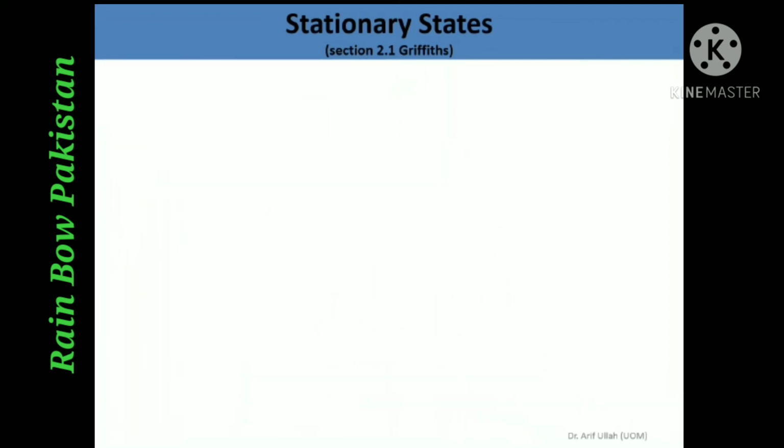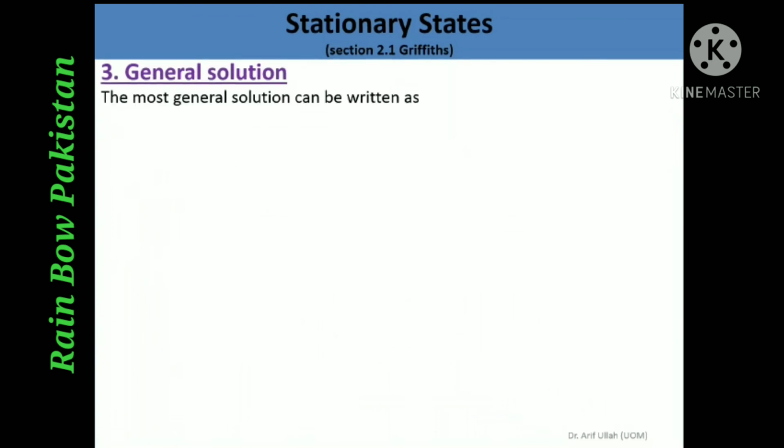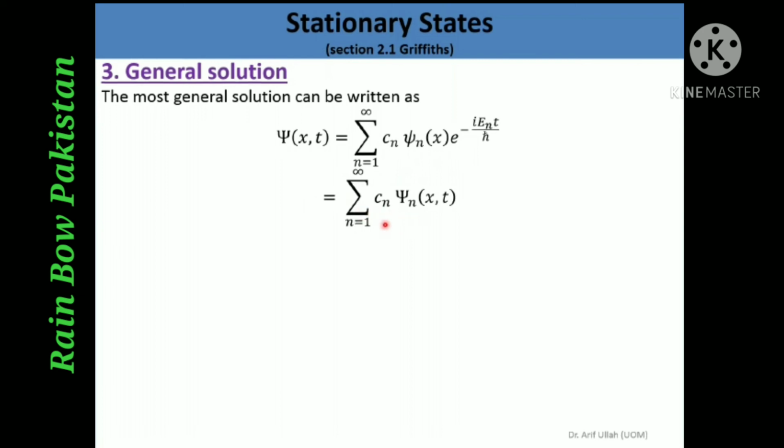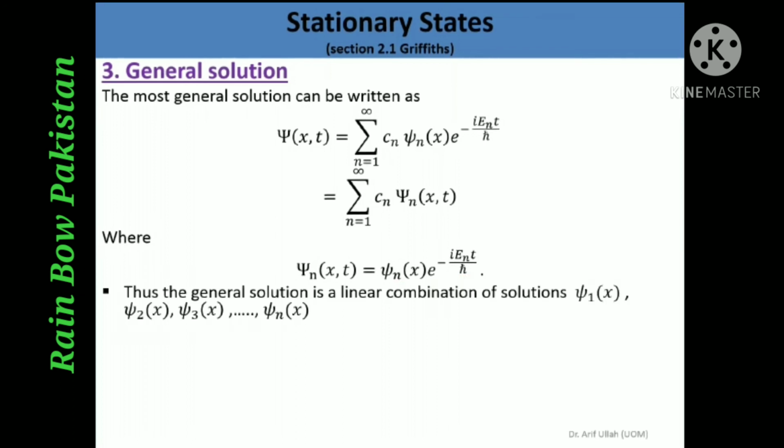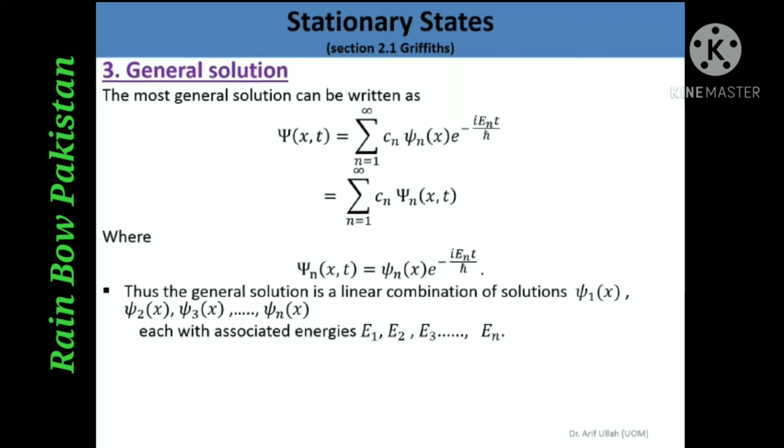The most general solution to the time-dependent Schrodinger equation can be written as Ψ(x,t) = sum over n from 1 to infinity of c_n ψ_n(x) e^(-iE_n t/ħ). In other words, it can be written like this, where Ψ_n(x,t) = ψ_n(x) e^(-iE_n t/ħ). Thus, the most general solution can be written as a linear combination of solutions ψ_1, ψ_2 up to ψ_n(x) with corresponding energies E_1, E_2 up to E_n.